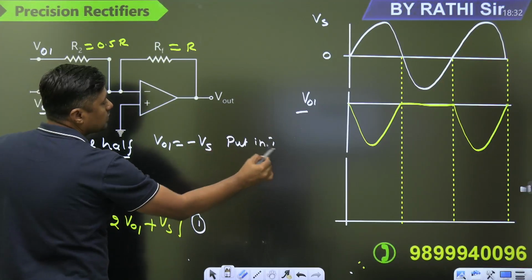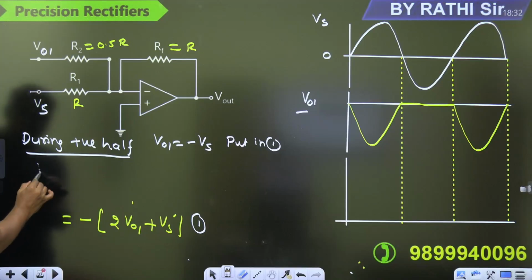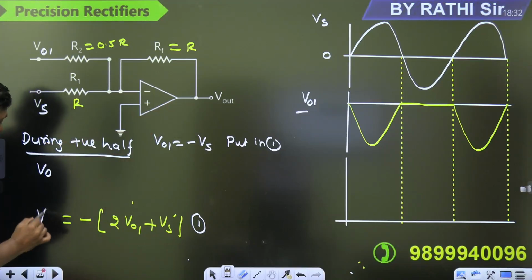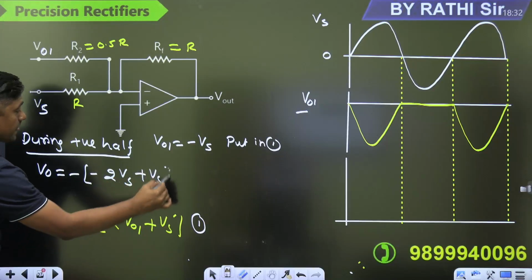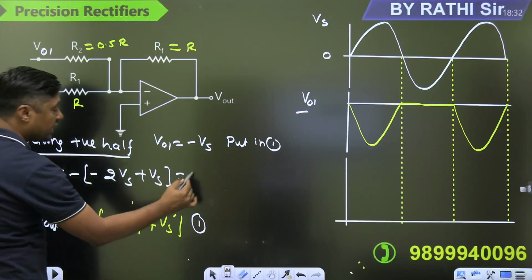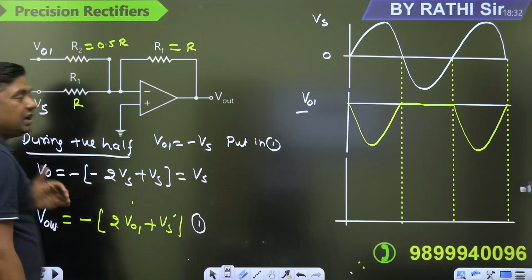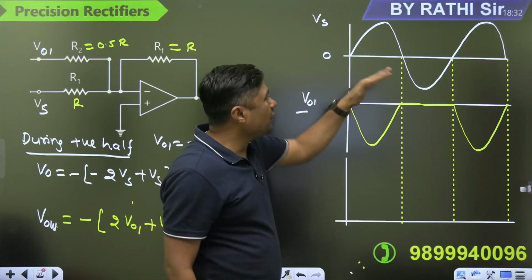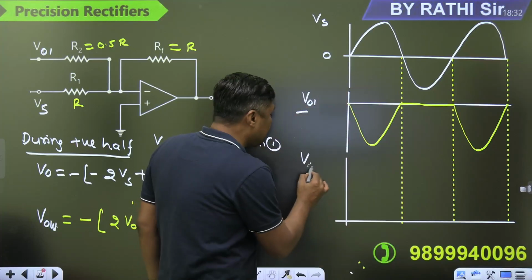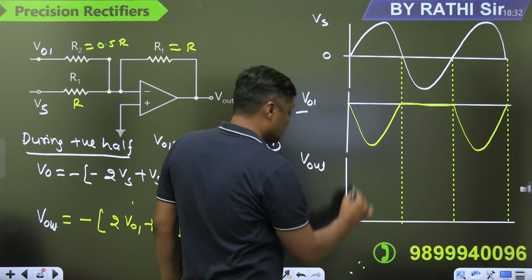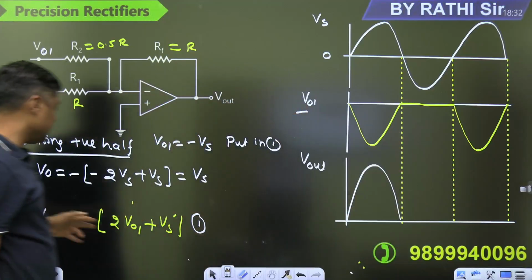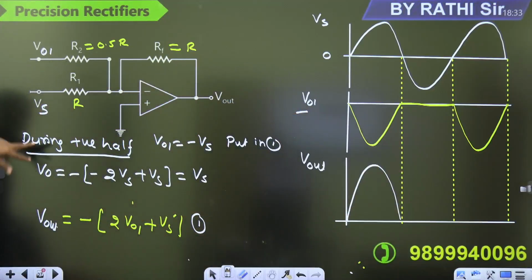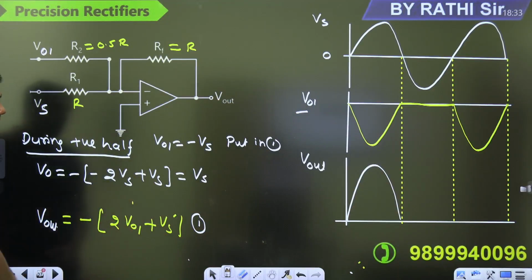When I am putting in 1, what will be the output of this? Vout will become minus 2 Vs plus Vs, and finally we will get Vs. Means during positive half, output is exactly replica of what? Input. Output is exactly replica of input. Right? Then during negative half, we are using the same formula here.